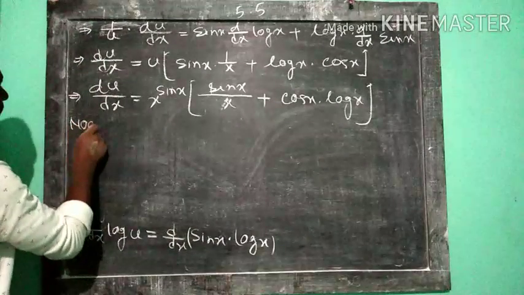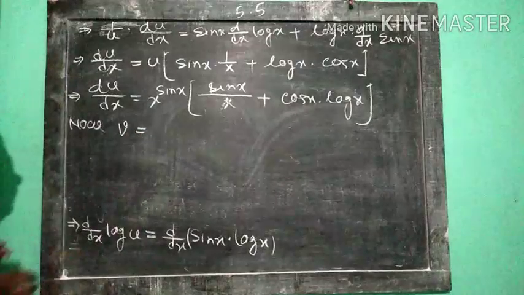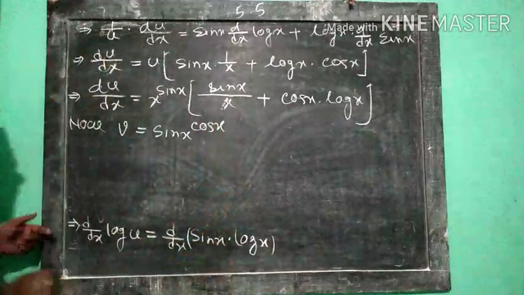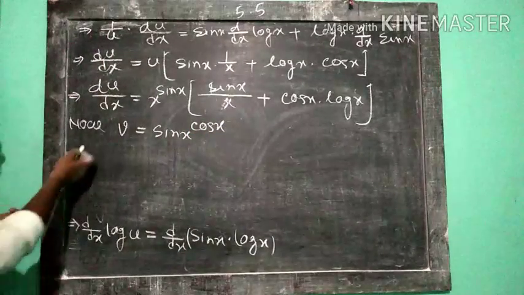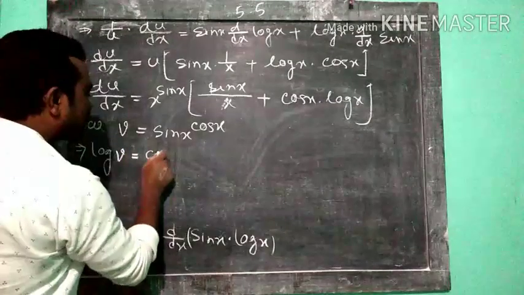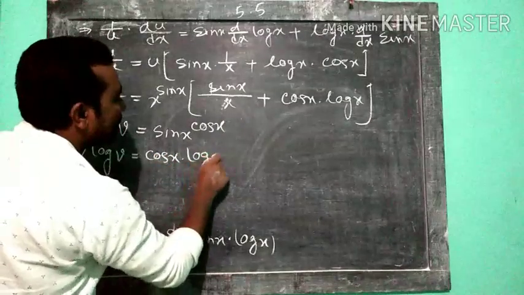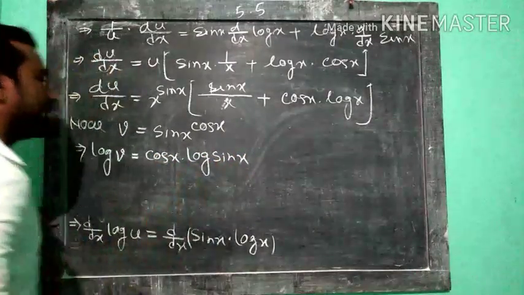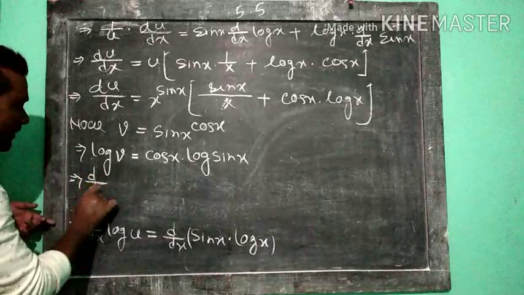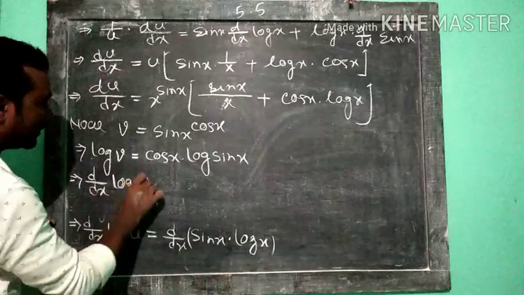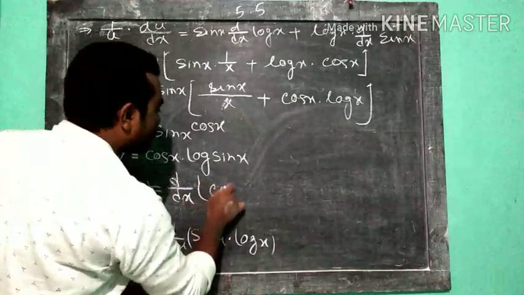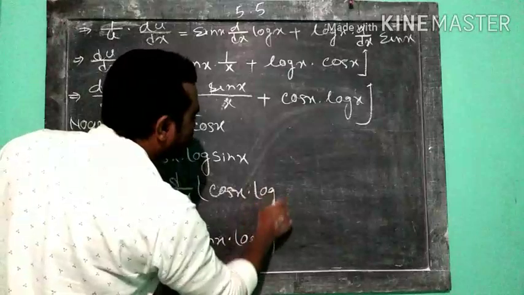Now v equal to what? Now v equal to sin x to the power cos x. Similarly, if we take log on both sides, then log of v is equal to cos x into log of sin x. Okay, so again differentiating with respect to x, then we have d/dx of log of v is equal to d/dx of cos of x into log sin x.